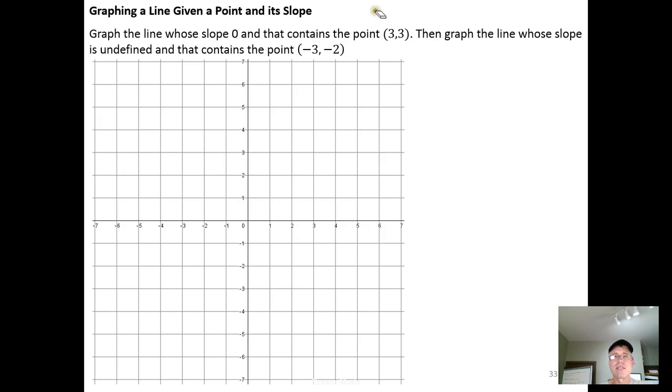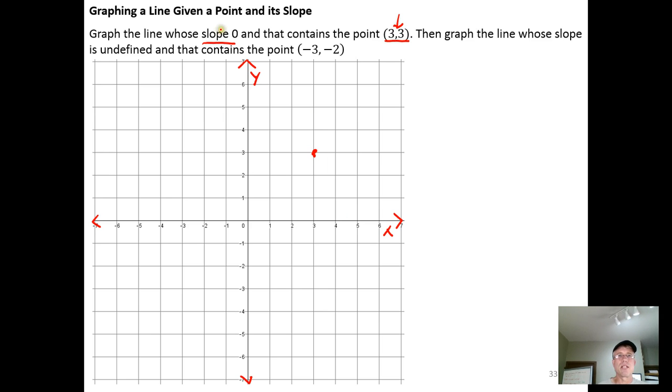So last couple of examples here. So these are special cases. This one says graph the line whose slope is 0 and that contains the point 3, 3. So I'm going to step in, clean up my graph, my Cartesian plane, label my axes appropriately. I'm given the point 3, 3, so I'm going to go ahead and label that point in.